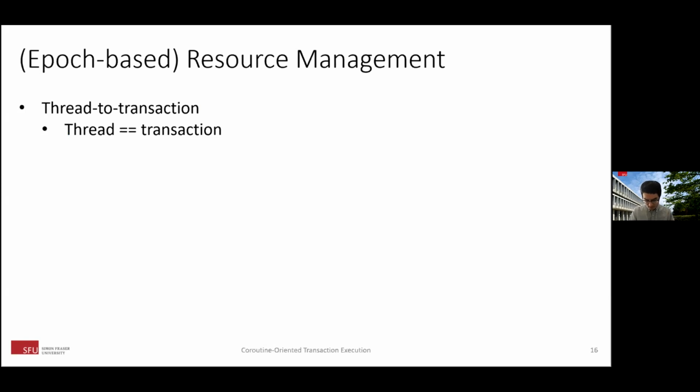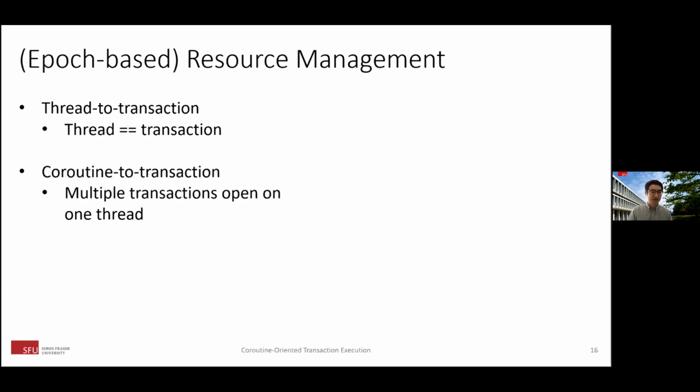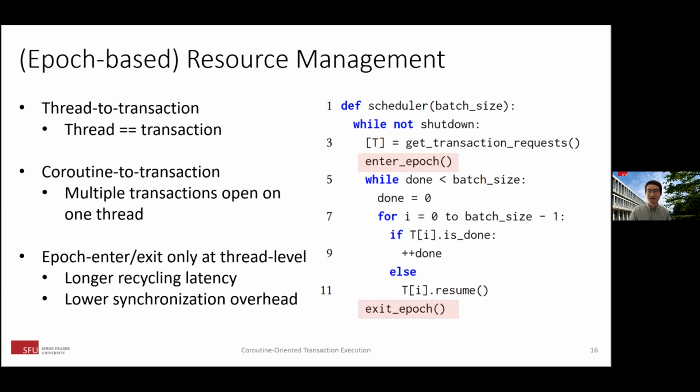Resource management, this is another part that might get overlooked by a lot of implementations, which is in the past we take this thread equals to transaction paradigm. So which means if we implement a parallel programming algorithm, we can easily take it here because they work at thread level and we also work at thread level. But that's not anymore the case for Coroutine-to-Transaction because we might open multiple transactions on one thread. So suddenly these kind of epoch enter, epoch exit at the thread level wouldn't really directly work.